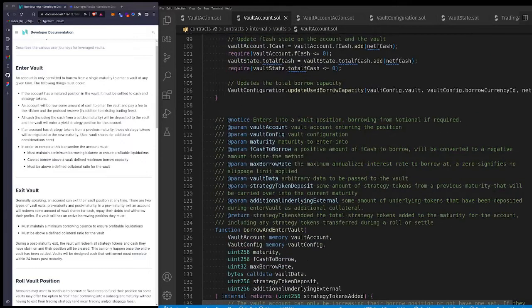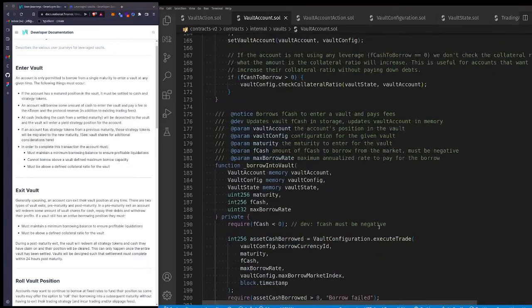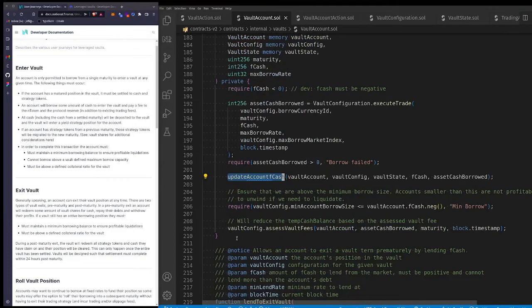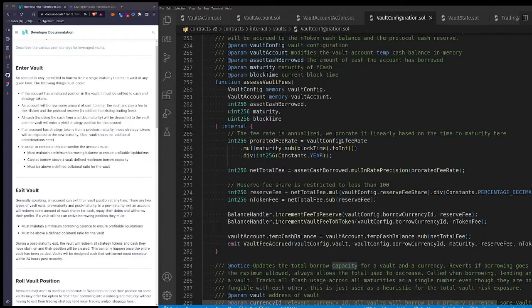So we've updated the account, the Fcash position. We've authorized the borrow capacity. At this point, we've successfully borrowed, and we will assess any fees against that borrowed amount here. So assessing fees takes the fee rate and does a pro rata to the time to maturity. And we take that fee and we split it into the portion going to the reserve and the portion going to the end token.